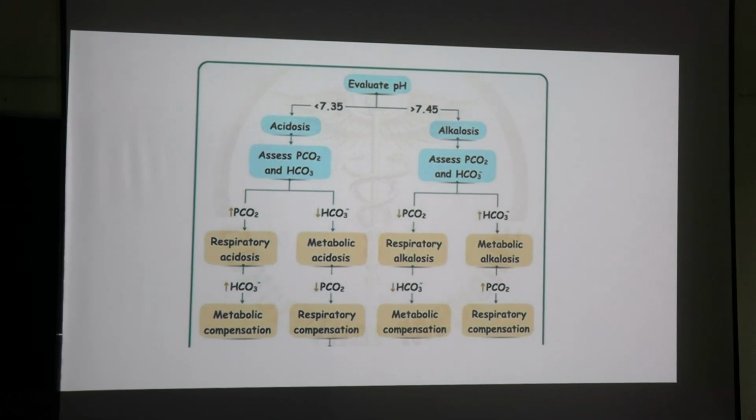Now, in alkalosis, again we have to assess PCO2 and bicarbonate. If there is low PCO2, that means respiratory alkalosis, so compensation will be metabolic acidosis. Bicarbonate will be low. And if there is metabolic alkalosis, then compensation will be in the form of respiratory acidosis, that is, PCO2 will be more. Okay. Is this chart clear to everyone? No?